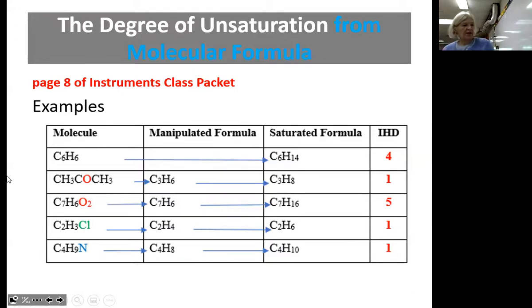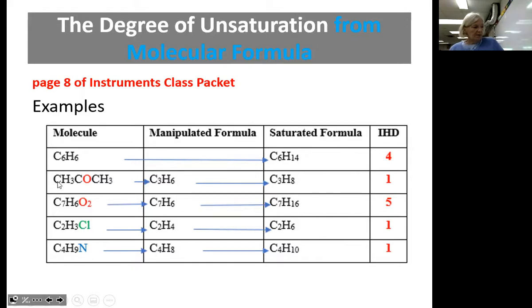C6H6 as the given molecular formula, just write the saturated formula. You know that with 6 carbons, you need 14 hydrogens to saturate and make an alkane. Compare 6 hydrogens to 14, you would have needed to have added 4 molecules. I didn't need to manipulate the formula because there was no O, no halogen, no nitrogen.